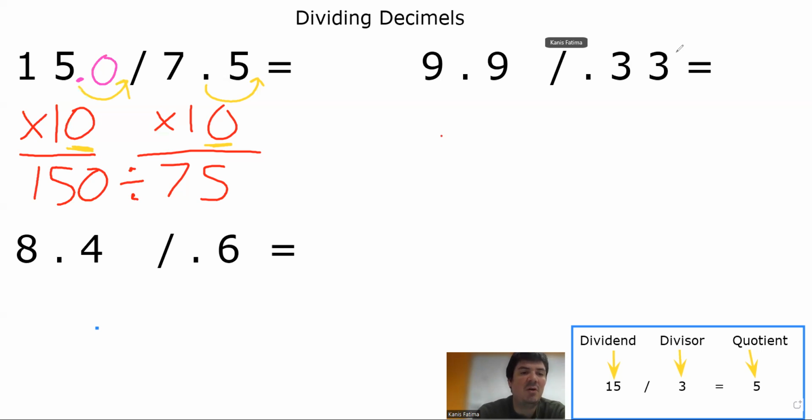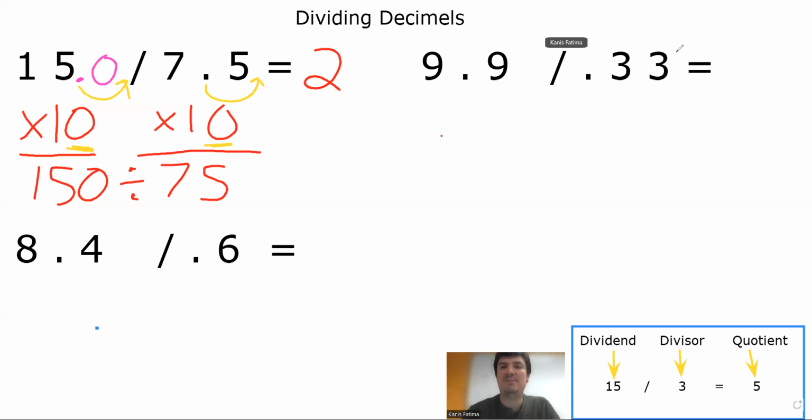Now, since I have no decimal in the divisor, all I do is just divide. So 150 divided by 75 equals 2, which is the same as 15 divided by 7.5.